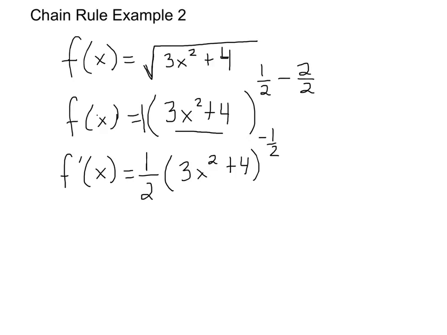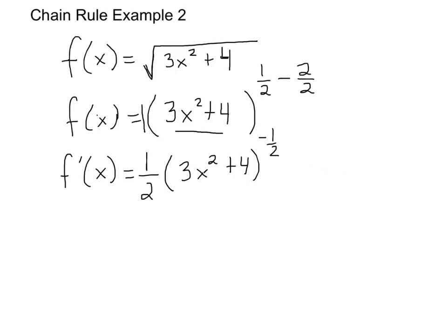But now what I've got to do is take into consideration what the derivative of the inside is. So here's the inside of my function. Now I'm going to ignore the outside, and I'm simply going to take the derivative of the inside and multiply it to this. And that's why they call it a chain. It's kind of like it keeps going.